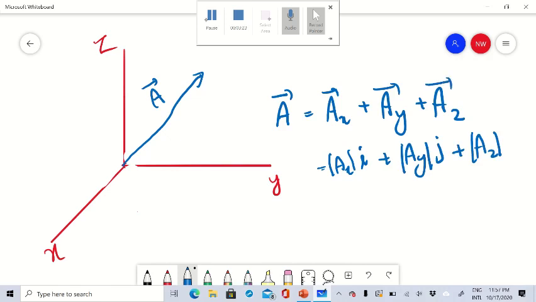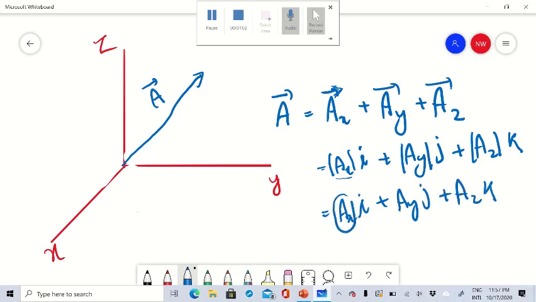plus the magnitude of the vector in the z direction times k, right? Here, if you remember, I told you that whenever I represent a vector, I use an arrow above the letter, or in printed form, I use bold letters to represent vectors, right? So we can also write it as Ax i plus Ay j plus Az k, right?